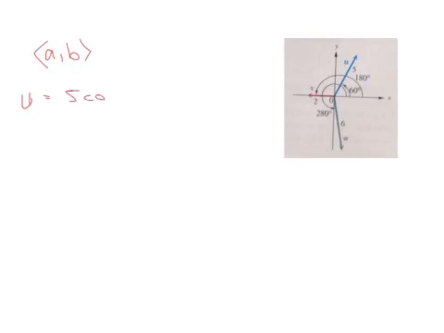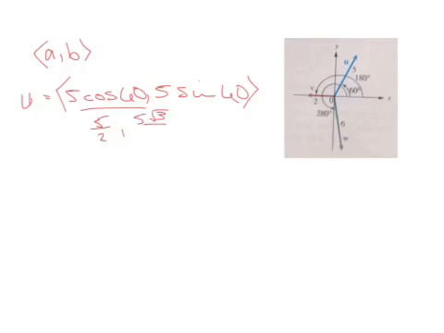5 cosine of 60, that's my X value, and 5 sine of 60, that's my Y value. Okay? So, gosh, cosine of 60 is a half, so this is going to be 5 halves. And sine of 60 is square root of 3 over 2, so this is going to be 5 square root of 3 over 2.